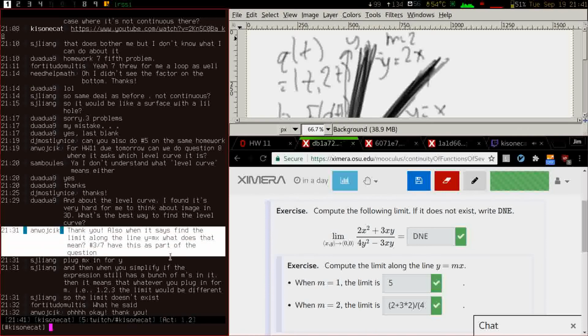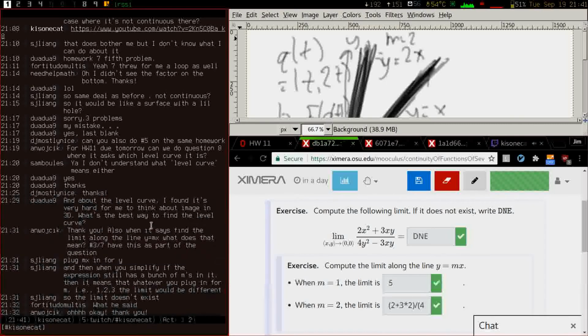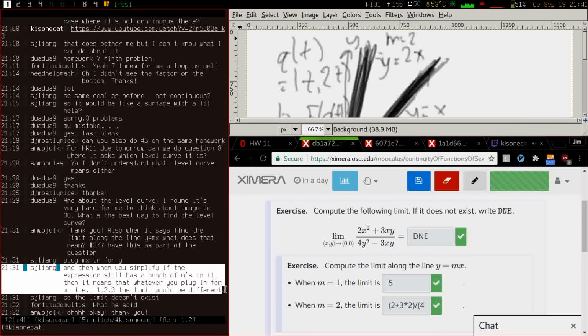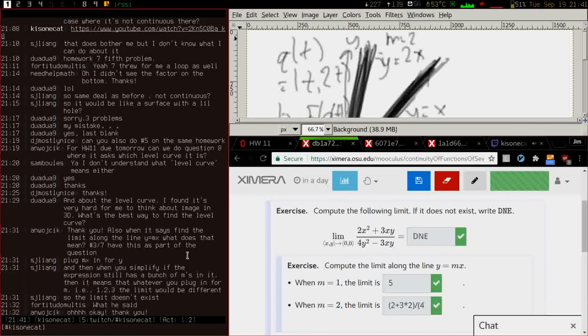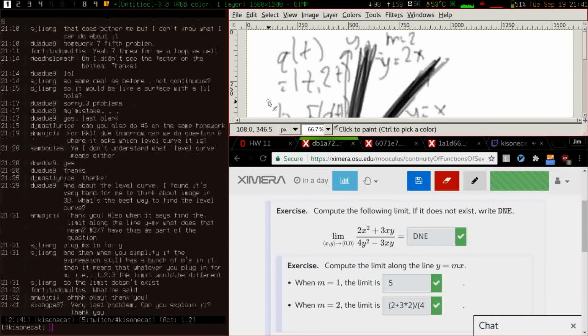Let's see. When it asks you to find the limit along the line y equals mx, that's what this means. You're going to plug in mx for y. Oh, I see. And then Sarah's telling us exactly what to do here. So then you're supposed to simplify it, figure out what happens to all those m's, and then hopefully you'll find the limit's different. And if the limit's different, that's good, because then you get some kind of wonderful conclusion, like the limit doesn't exist. Okay, great. Other questions that folks have?